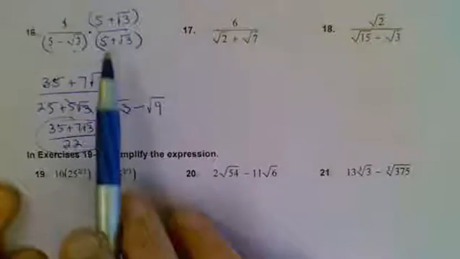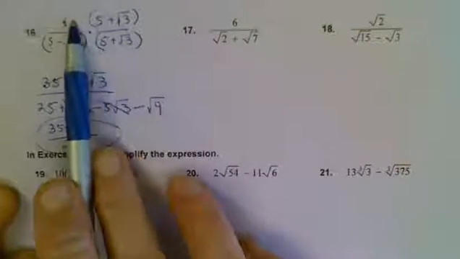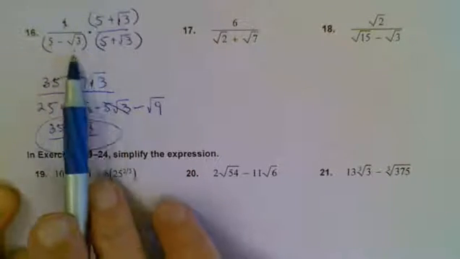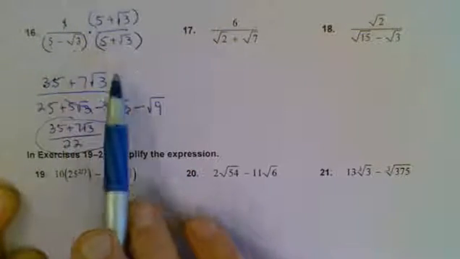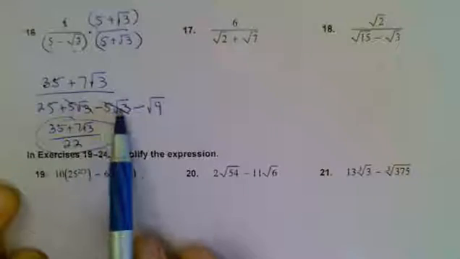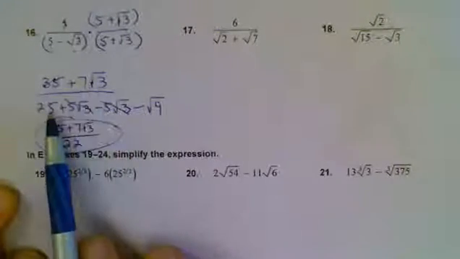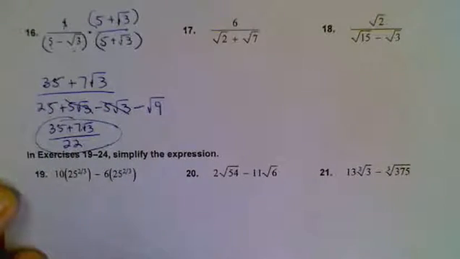So all we did is we multiplied by the conjugate, distributed the 7 on top, distributed the 5 and the negative radical 3. The middle terms will always drop out. I'm left with this numerator over 25 minus 3. All right, so let's do the same thing with 17.